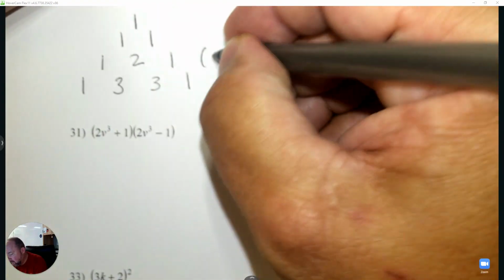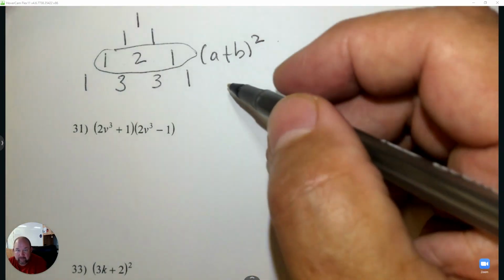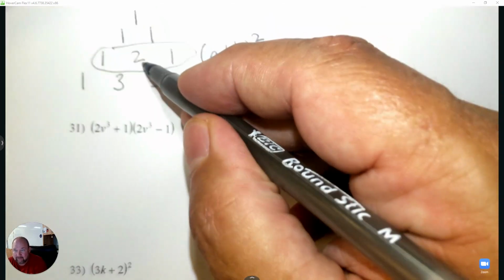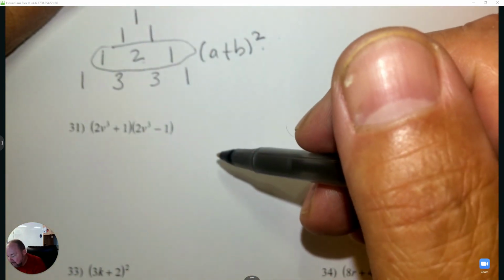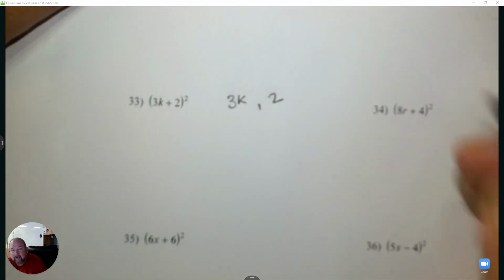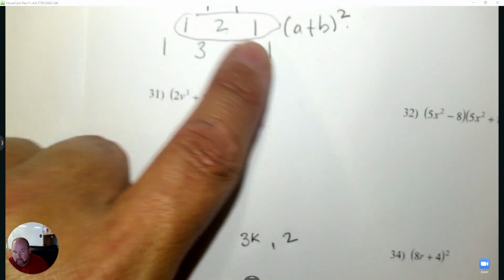So if you have two terms that are being squared, a binomial, then this is the row that you would use. And the second number tells you in terms of the exponent matching. So when I look here, I need to know which terms there are and what I'm going to do. One term is 3k, and the other term is 2. And then the pattern we're using is 1, 2, 1 with exponents.